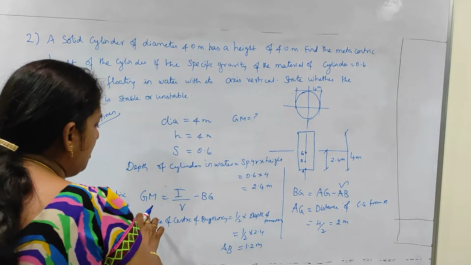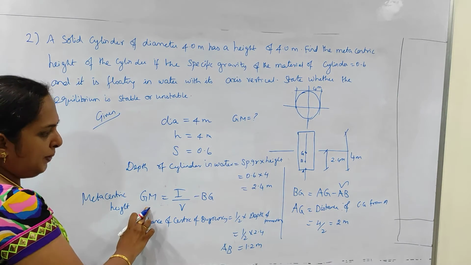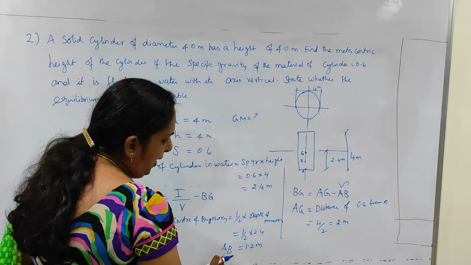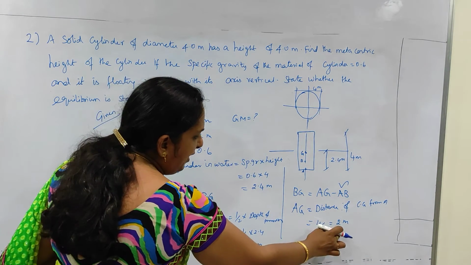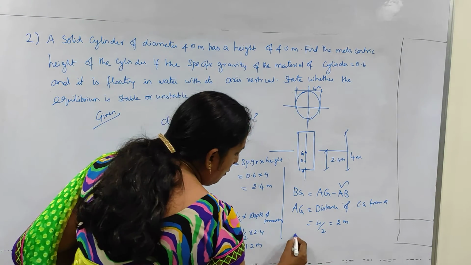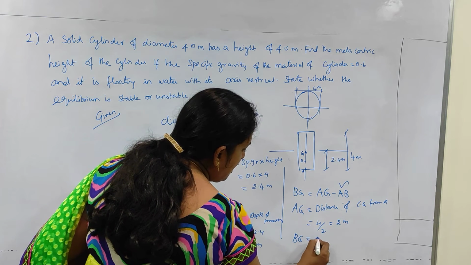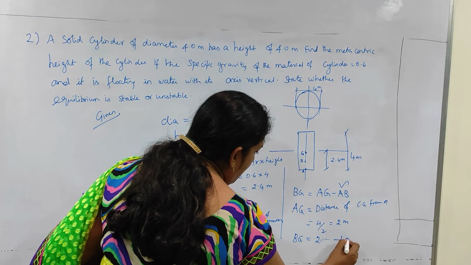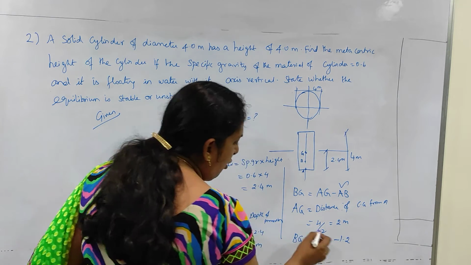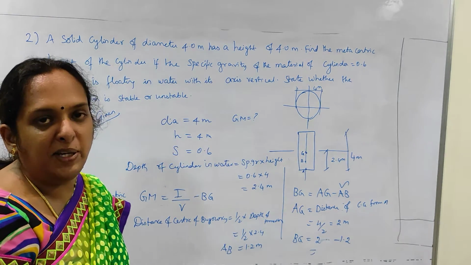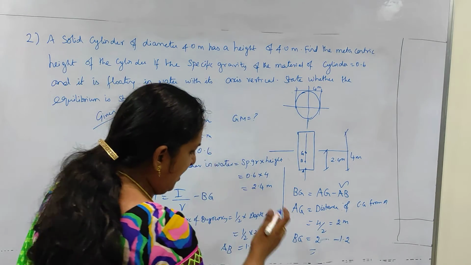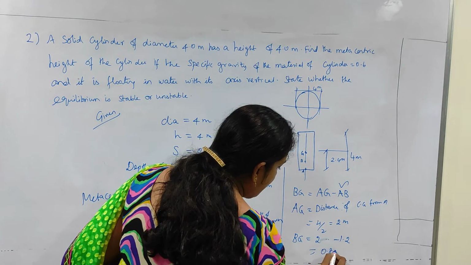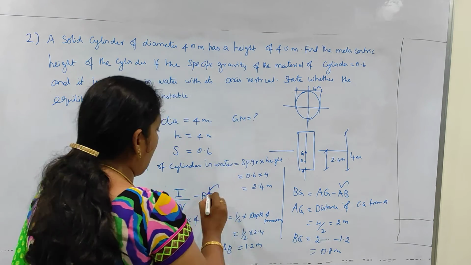Now I have to find out this BG. BG is equal to AG minus AB. AG is 2 meters minus AB which is 1.2 meters. When I solve this, I will get my BG. So what is my BG? Approximately it's 0.8 meters. So I have got the value of BG.